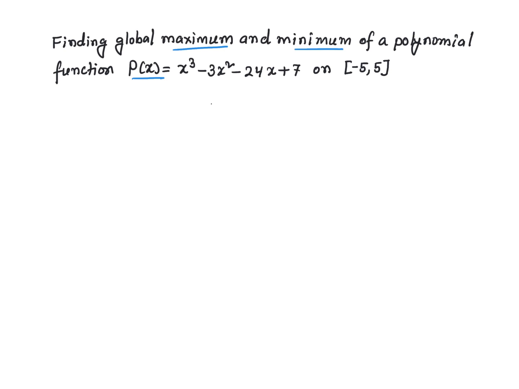Step number 1, evaluate the function on the boundary points. So we need to find p of negative 5, which is going to be negative 5 whole cube minus 3 times negative 5 whole square minus 24 times negative 5 plus 7. If you evaluate it, you should get negative 73.